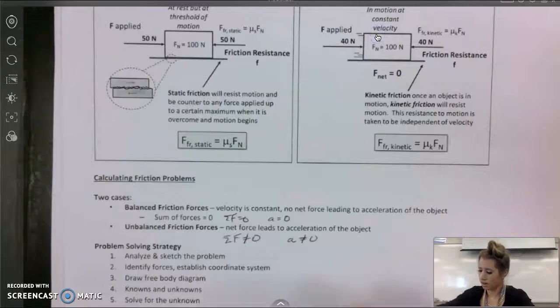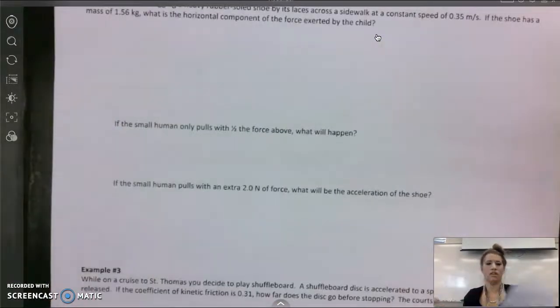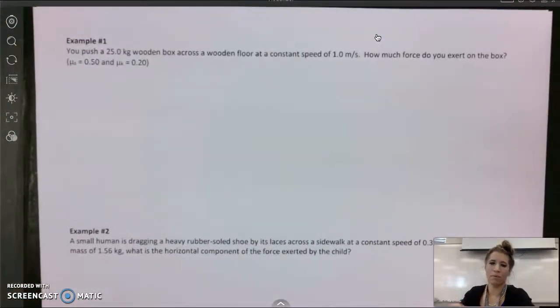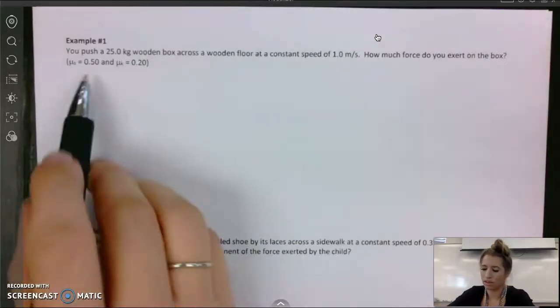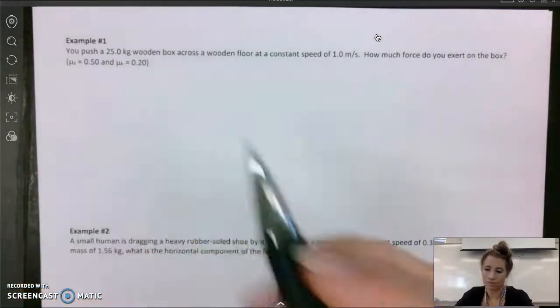All right, now we're going to go over some practice problems. Let's look at example number 1. You push a 25-kilogram wooden box across a wooden floor at a constant speed of 1 meter per second. How much force do you exert on the box? The coefficient of static friction is 0.5, and the coefficient of kinetic is 0.2.